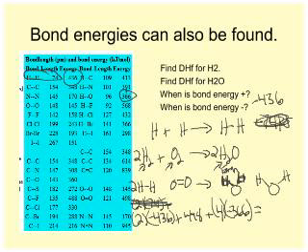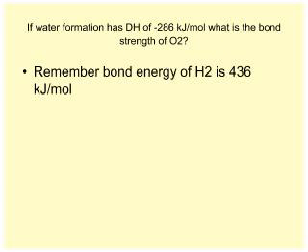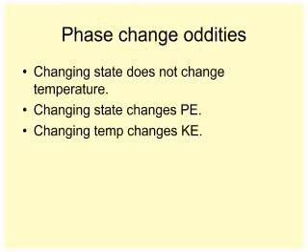So 2 times negative 436 plus 498 plus quantity 4 times negative 366 and quantity. And I got negative 1838 kilojoules. Good. Come on. If water formation has delta H of negative 286 kilojoules per mole, what is the bond strength of O2? You know what? This thing's being so bad, I've got a better example.